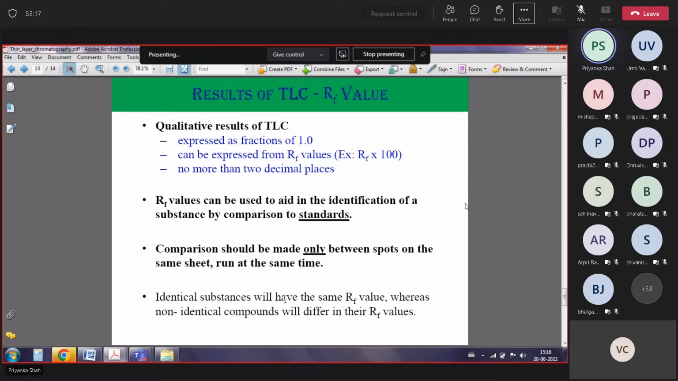Now, RF values can be used to aid in the identification of a substance by comparison to the standards. So, how can qualitative measurement be done? If you have standards of the same sample, by comparing RF values you can identify your unknown compound. Comparisons should be made only between spots on the same sheet and run at the same time. Further, identical substances will have the same RF value, whereas non-identical compounds will differ in their RF values.